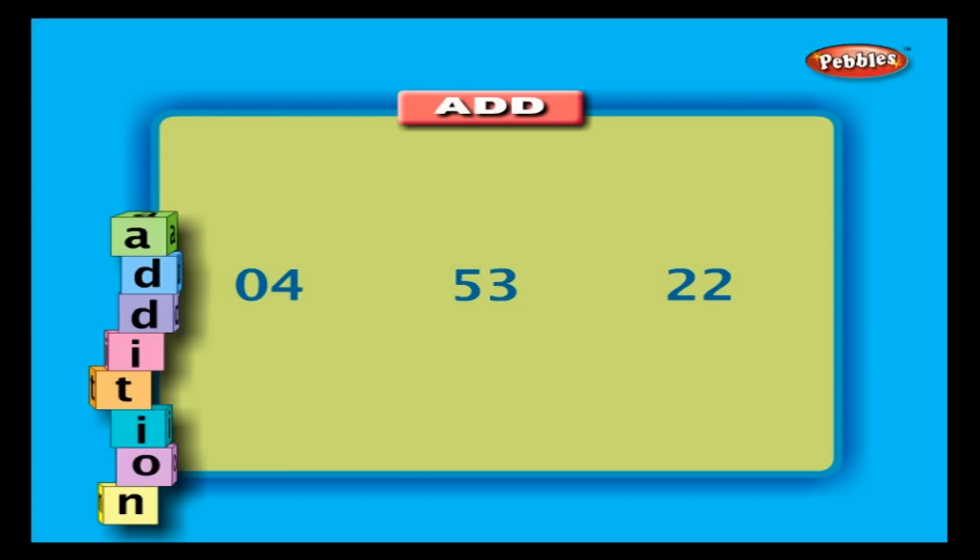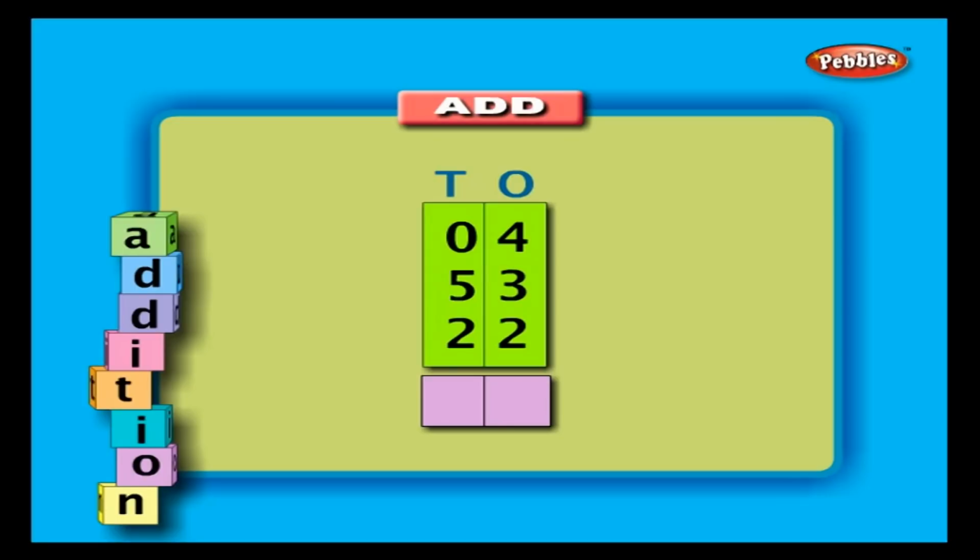Example 2. Add numbers 4, 53 and 22. Arrange them in columns. First add the ones column. 4 plus 3 plus 2 is 9. Write 9 below the ones column.